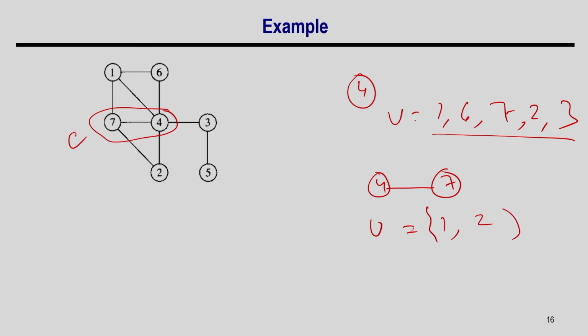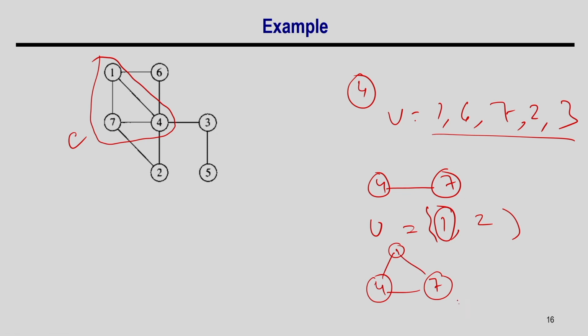From there, say I have selected 1 arbitrarily. So now my C becomes this. I have 4, 7 and 1. This is the clique I have obtained, and I try to find a node U which is connected to all the nodes of this, and there is no such node connected to all of 4, 7 and 1. So, I will return. That means I found a clique with 3 nodes.